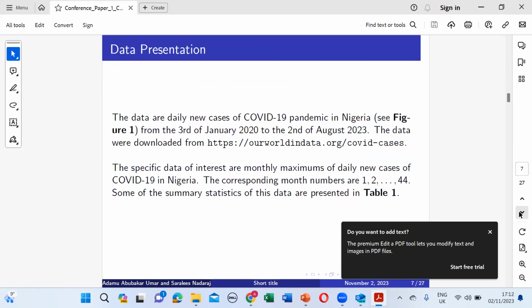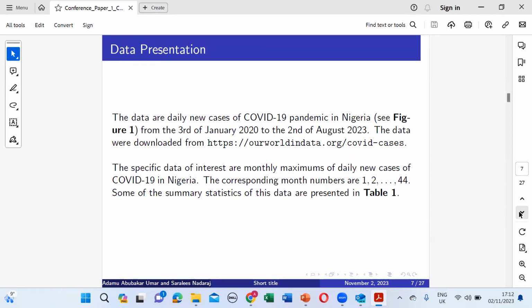So here we have a link for the daily data, which is updated on a daily basis. For those that are interested, you can get the data through this link.